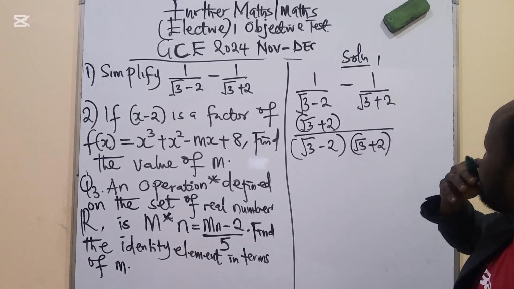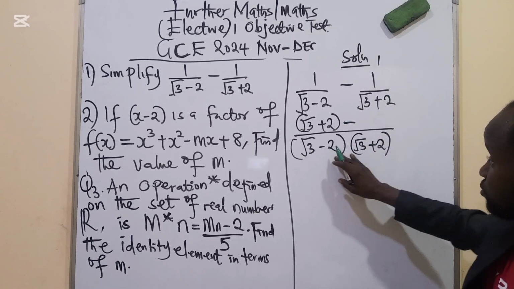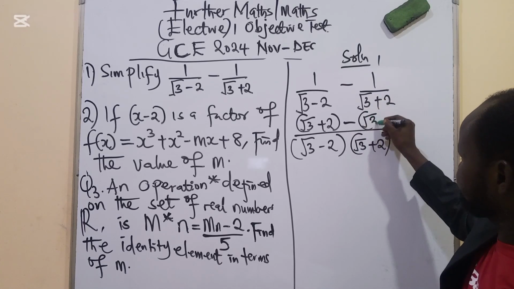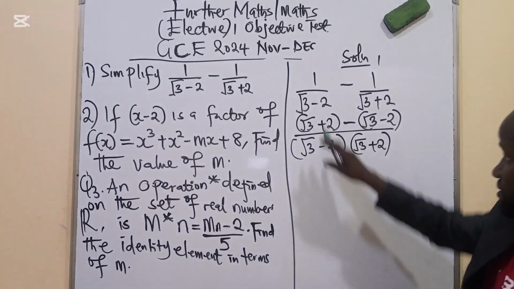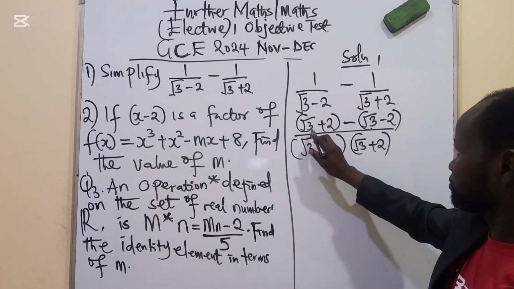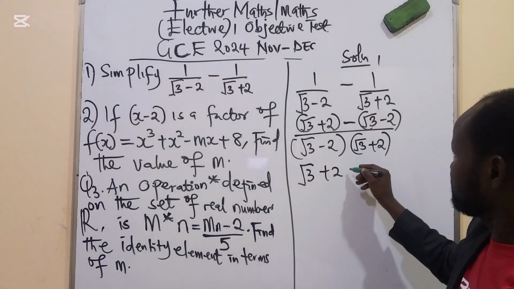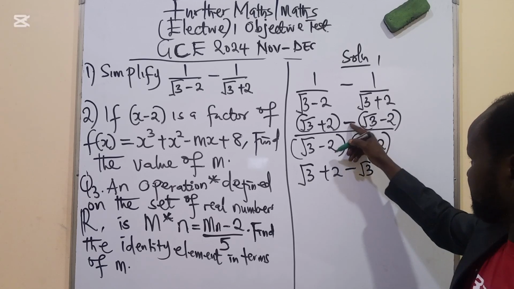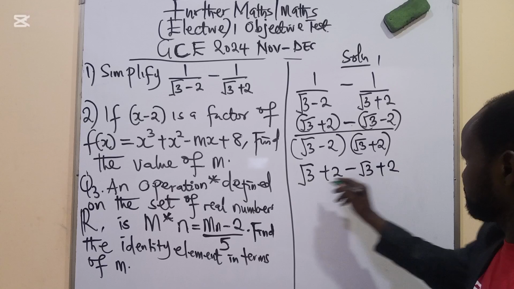Then we'll be left with minus. This into this, we'll be left with root 3 minus 2 times 1, bracket open, root 3 minus 2. We're asked to simplify. The next thing is to clear the brackets, both in the numerator and in the denominator. So root 3 plus 2, minus times root 3 will be minus root 3. Minus times minus is plus, then 1 times 2 will be 2.